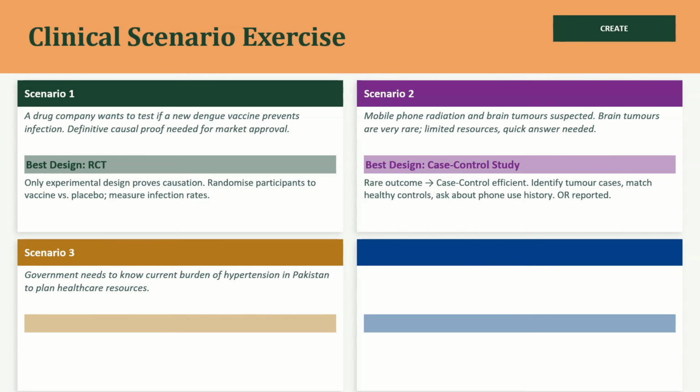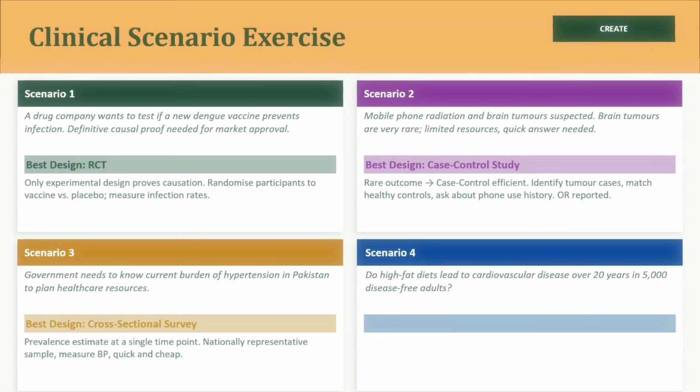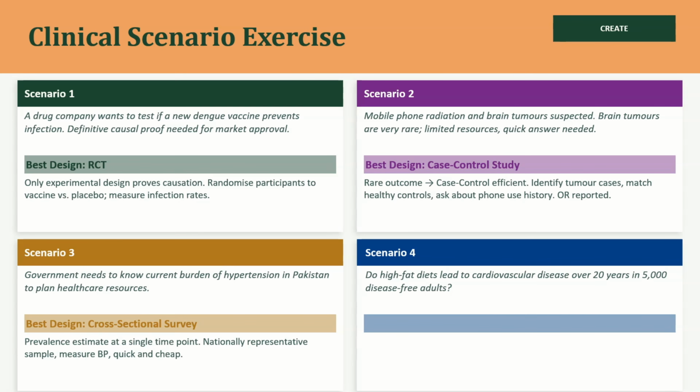Scenario 3. Government needs the current burden of hypertension in Pakistan to plan resources. The best design would be a cross-sectional survey, prevalence estimate, fast and cheap. Scenario 4. Do high-fat diets lead to CVD over 20 years in 5,000 disease-free adults? The best design would be a prospective cohort: long-term exposure, forward direction, calculate relative risk.